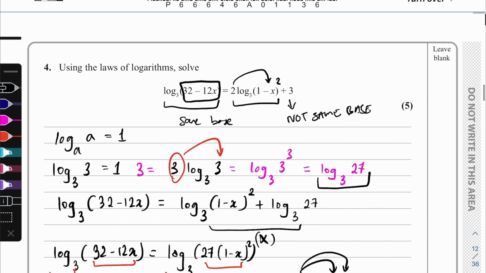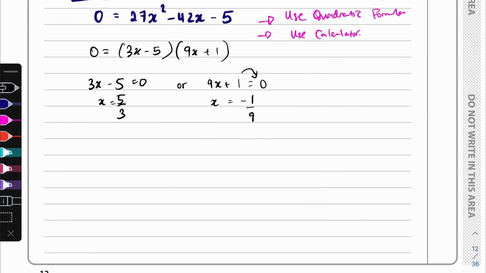The easiest way to do this is to look at this expression over here, 1 minus x. We know that in log base 3, the number inside can never be negative, because we can't take the logarithm of a negative number. So 1 minus x has to be greater than 0. In that case, x has to be less than 1. Now 5 over 3 is 1.6 recurring, isn't it? And that's greater than 1.